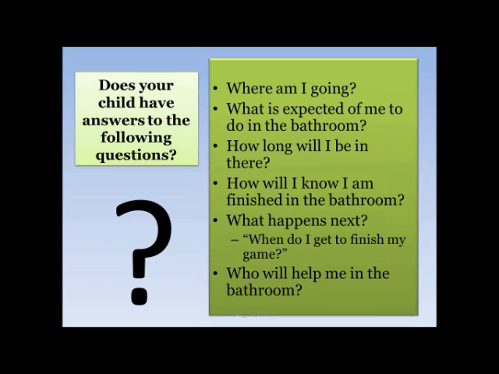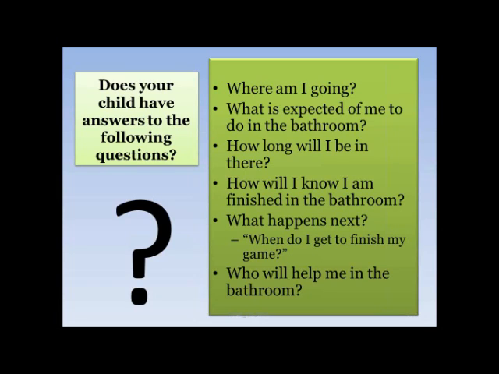So for that child, where they're at, how do you let them know it's time to go to the bathroom? Is it a sign? Is it a picture? Is it just telling them? Is there some kind of transition object where you hand them the toilet paper and then they go into the bathroom? What's expected of me to do in the bathroom? In a few slides, we'll look over some routines that might help answer that question if the expectation of what to do in the bathroom is not clear for the child.